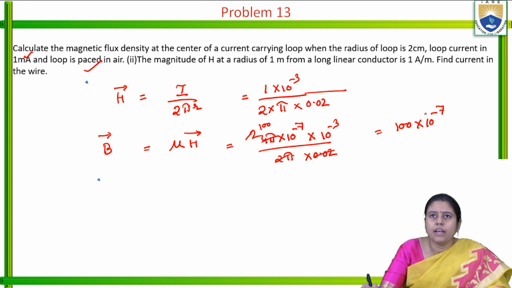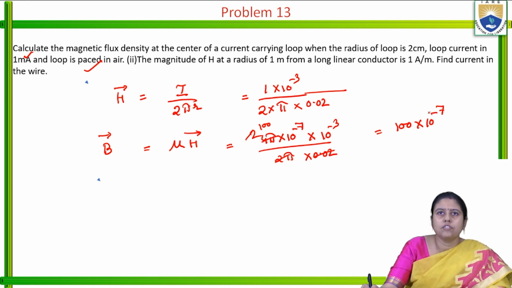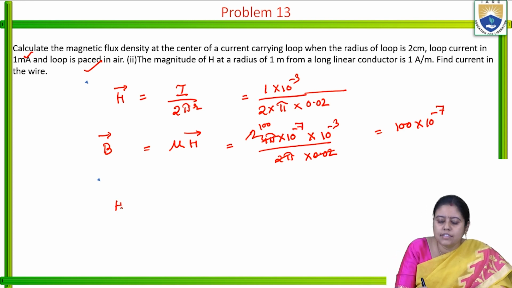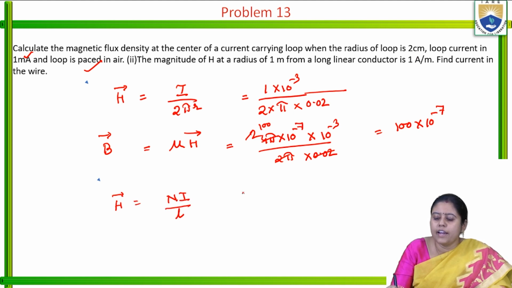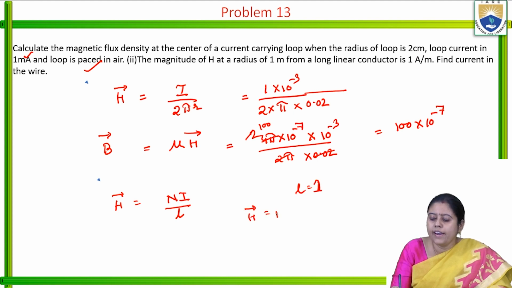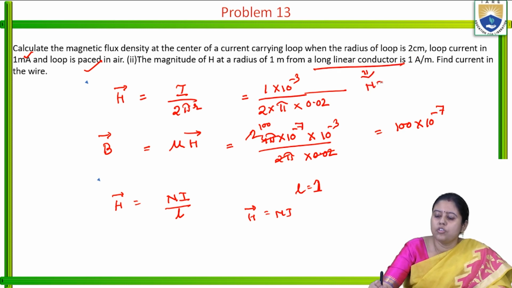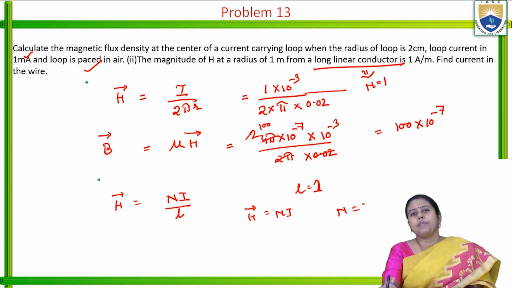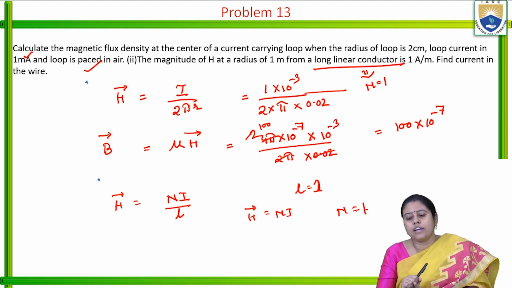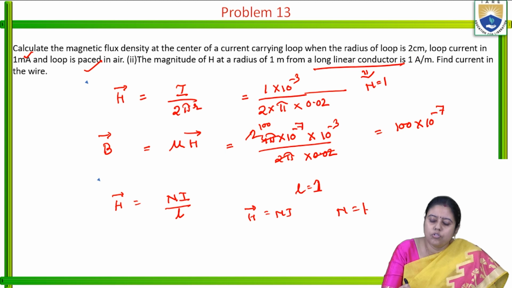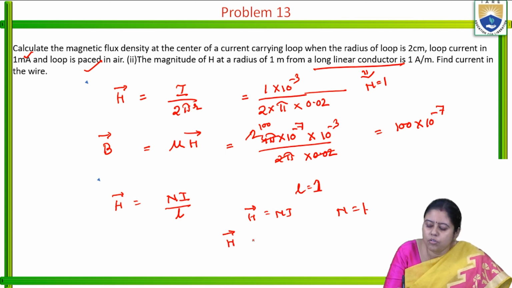The magnitude of the H at a radius of 1 meter of a long line conductor is 1 ampere per meter. So this is also find the current. So H is equal to N i per unit meter. Here L is equal to 1. So H is equal to N i. Long linear conductor means the number of turns is equal to 1. Long linear conductor means that it is only one long conductor. So number of turns is equal to 1. So H is equal to I.